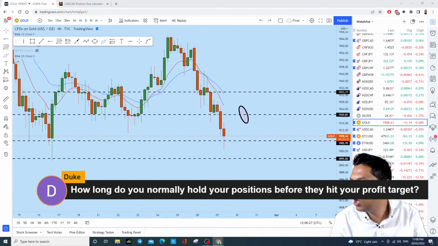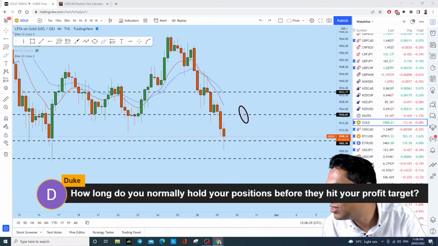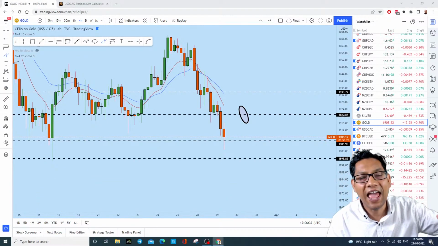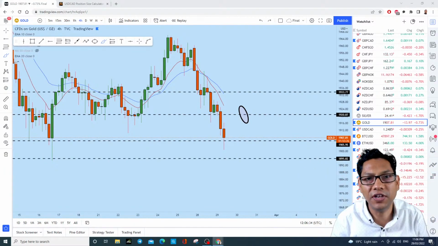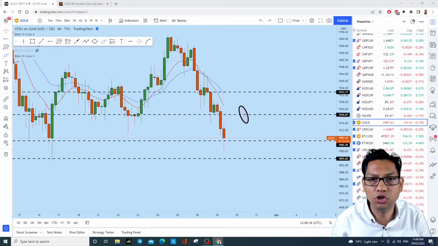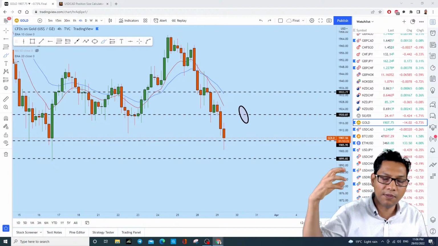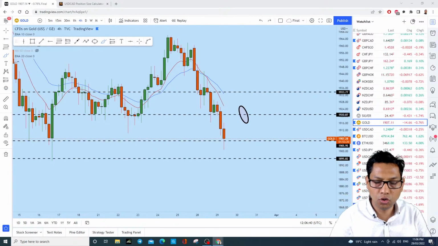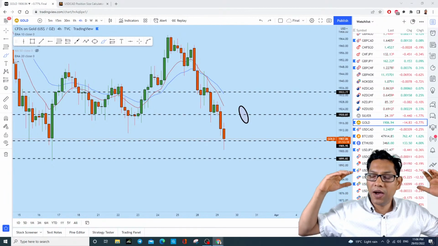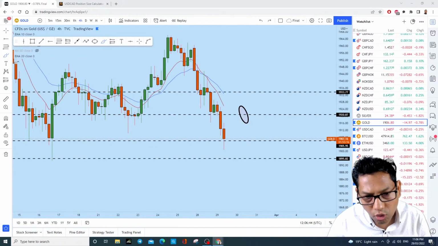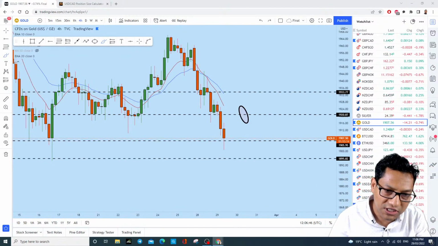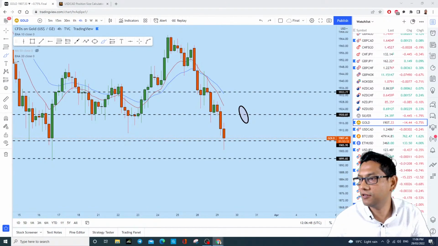Duke asks how long I normally hold my position before it hits my profit target. Until it hits my profit target or until it hits my stop loss. This is my strategy. Some people like to break even, but I only do the trade. I manage risk to 1% and then I forget it, okay?